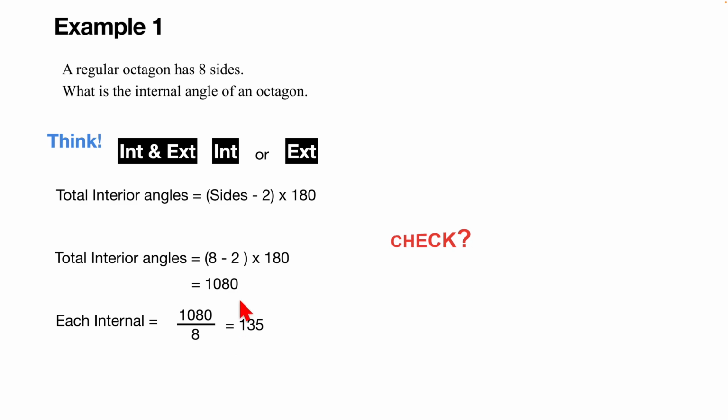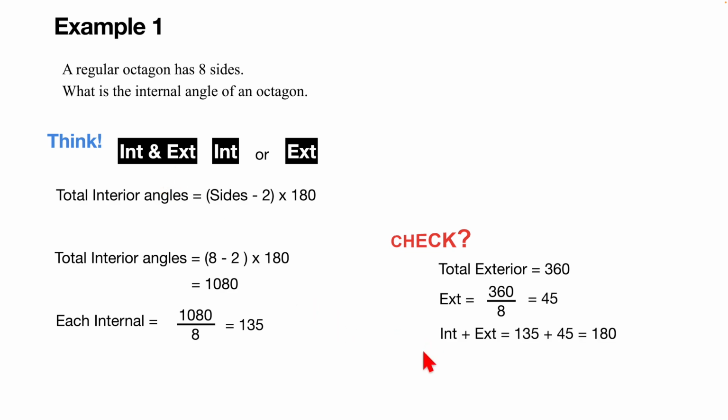And a check. See, if you could do it this way using this formula, let's see if we can check it using this formula and this formula. External angles, we know they add up to 360, but there are 8 sides and 8 corners, so each exterior angle is 360 divided by 8, which is 45. And we know interior plus exterior equals 180. Does it? Our internal is going to be 135, and our exterior, we've calculated 45, equals 180. I'd be very happy with that. Very confident that's the correct answer.